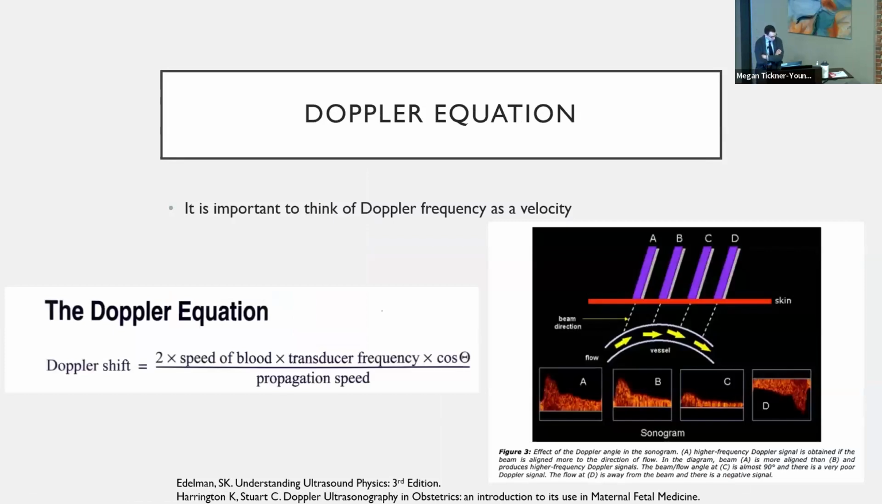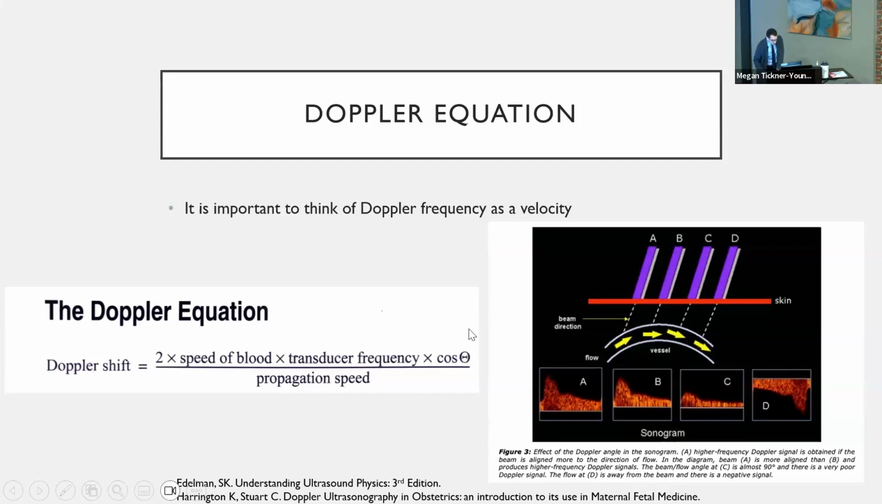So here's the Doppler equation. And it's important to think of Doppler as a velocity, not a speed, where it has both magnitude and direction. And you can see here with the Doppler equation, the Doppler shift is directly proportional to the speed of the blood and the transducer frequency. The propagation speed is the speed of sound in tissue.